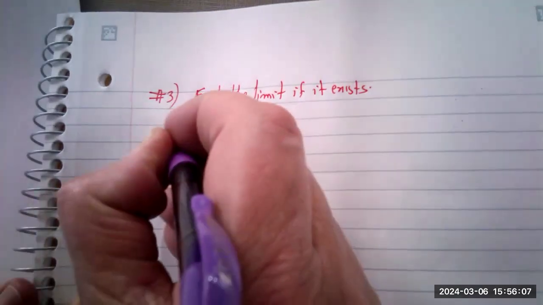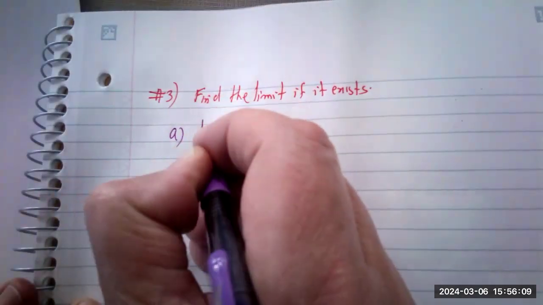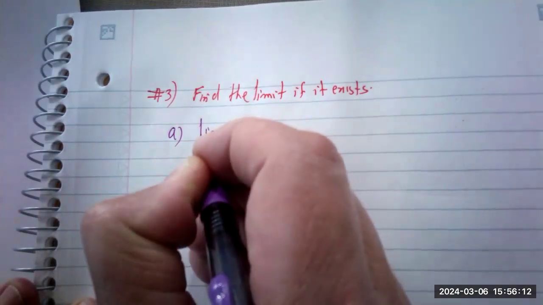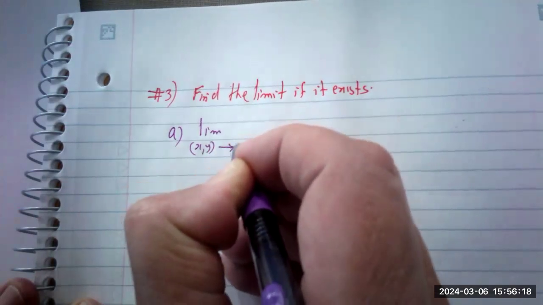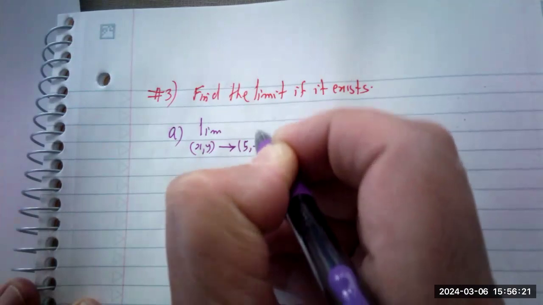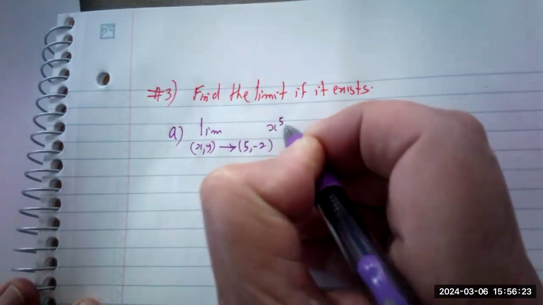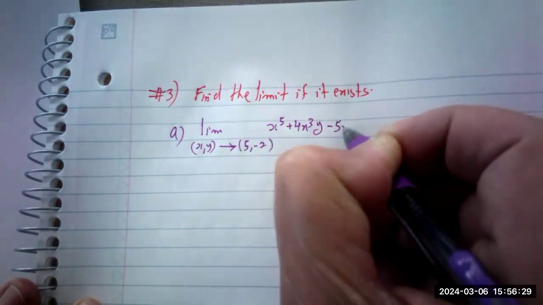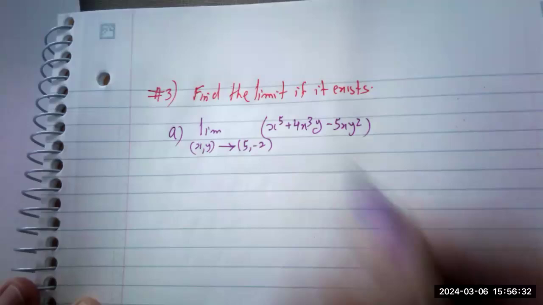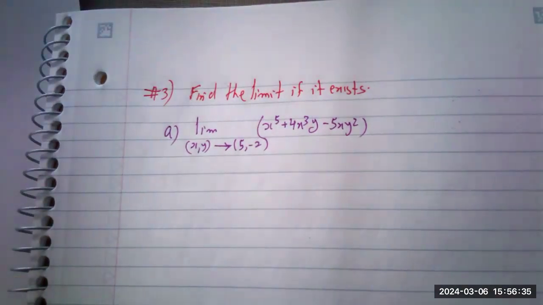The first one is a kind of polynomial. The limit of (x, y) goes to (5, -2), and the function is x to the 5th plus 4x cubed y minus 5xy squared. As you can see, your function is a polynomial in 2 variables, and if you want to find the limit of the polynomial, direct substitution gives you the result. So directly substitute and get your result.